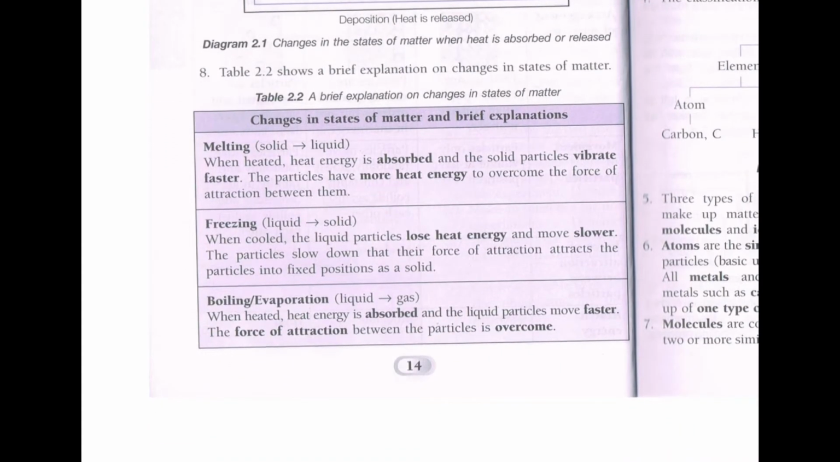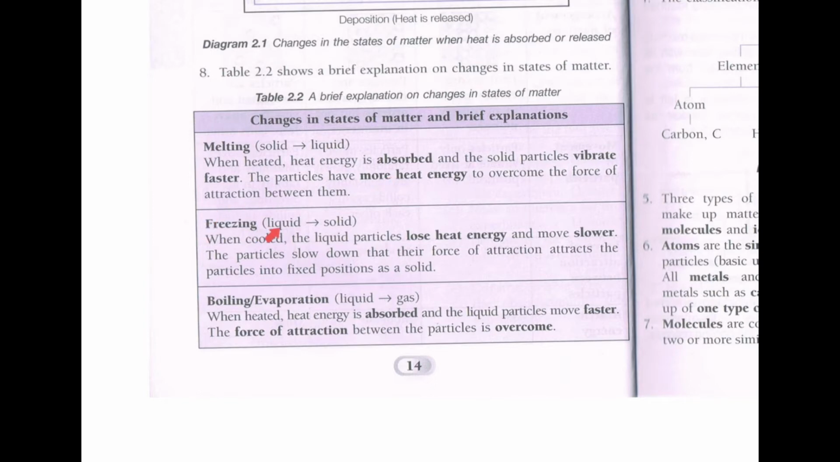Okay, let's see number 8. Table 2.2 shows a brief explanation on changes in states of matter. So first we have melting. Melting is where solid changes to liquid. When heated, heat energy is absorbed by the solid particles, and the solid particles vibrate faster. The particles have more heat energy to overcome the force of attraction between them. You know, solid has the strongest force of attraction. Now they use the heat energy that they get to break down the force of attraction.